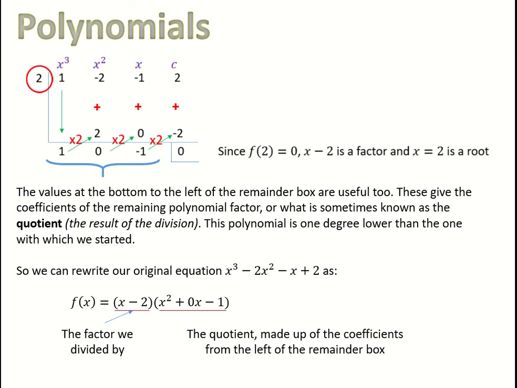So this term is what we call the quotient, and it's made up of the coefficients from the left of the remainder box, okay? So the 0 does mean something. We can't just ignore it entirely. It just tells us that there's 0 x's, okay? So in order to factorize this fully, we merely factorize the quotient as a trinomial, okay? So if we started with a cubic, then obviously this term would be a quadratic, okay? Because as I said, it's 1 degree lower than what we started with.